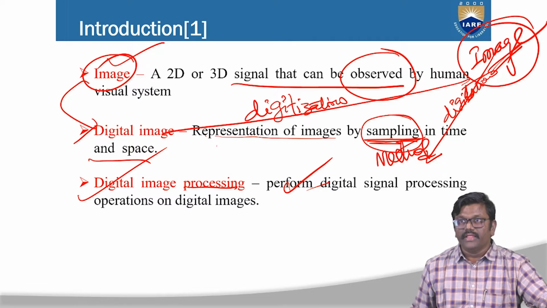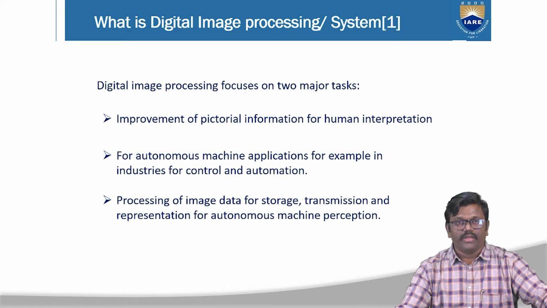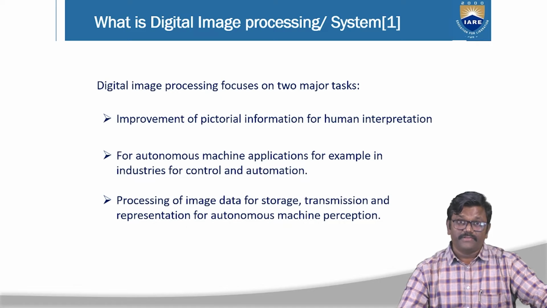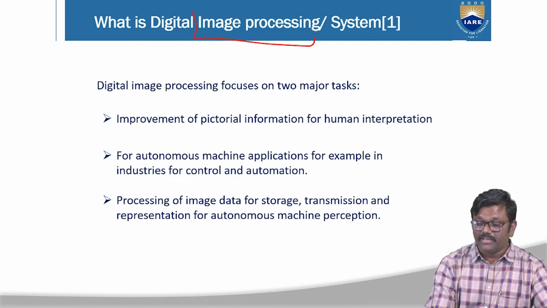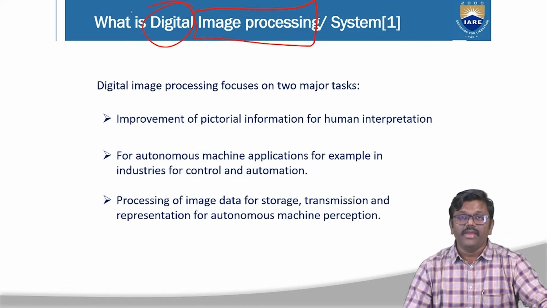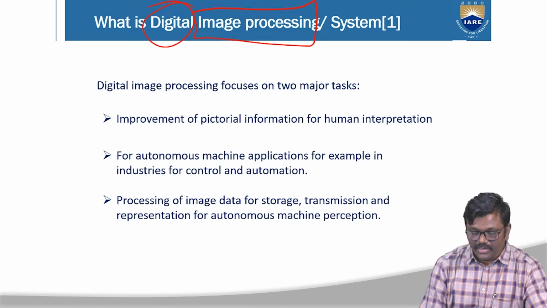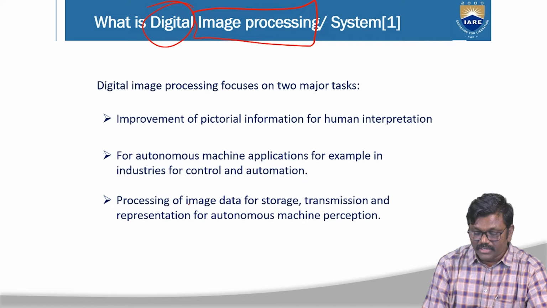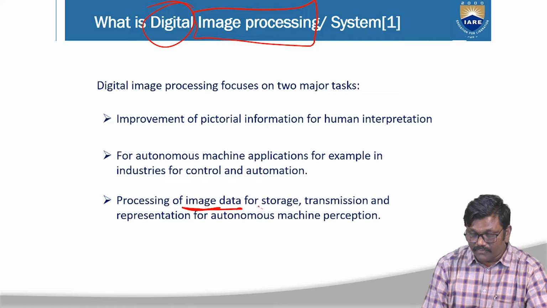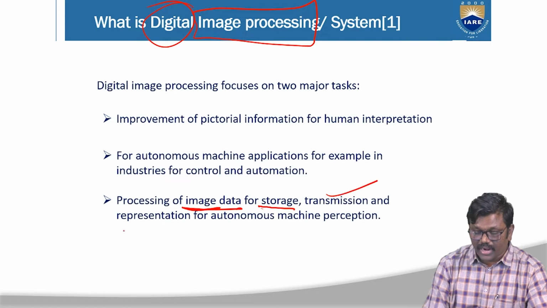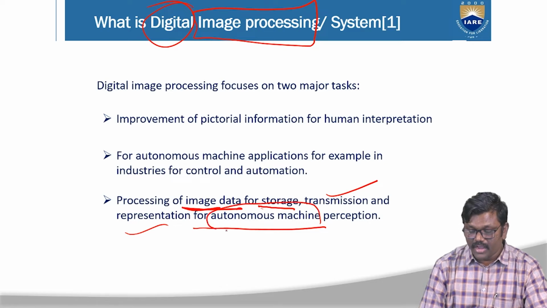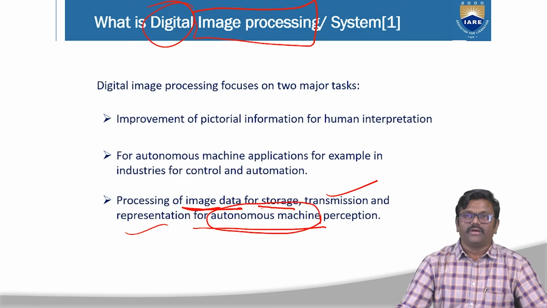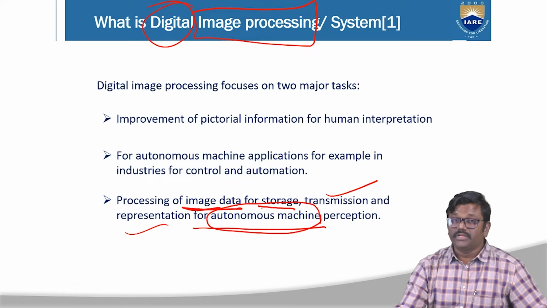Next, with the help of this fundamental definition of the image, based on the previous class, we are going to process that. What is the meaning of image processing, maybe digital? How can we process? Especially we process that digital image, in terms of image data, for the sake of storage, transmission and representation for autonomous machine perception.